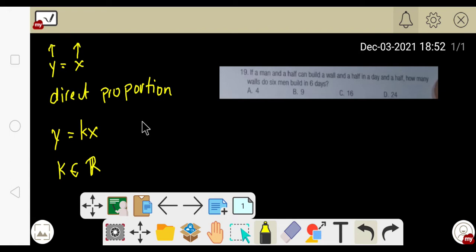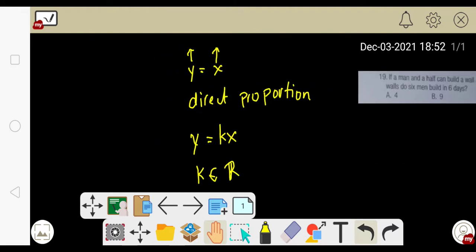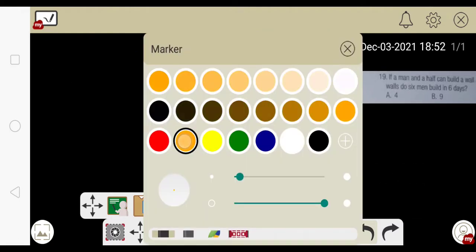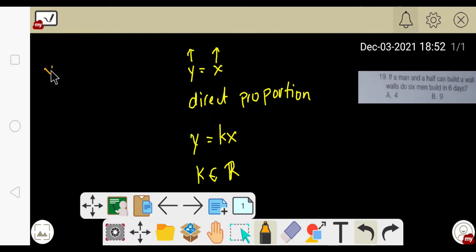Now when we are talking about inverse proportion, we are dealing with when y is inversely proportional with x. So let's say y is inversely proportional when y increases, then x decreases. So this is the equation for the inverse proportion.